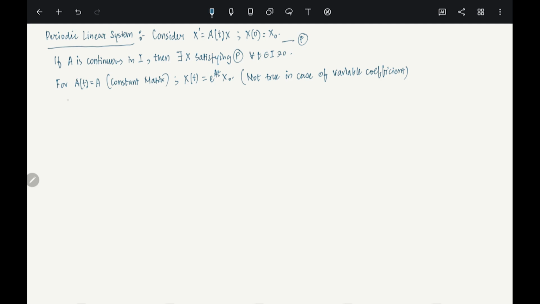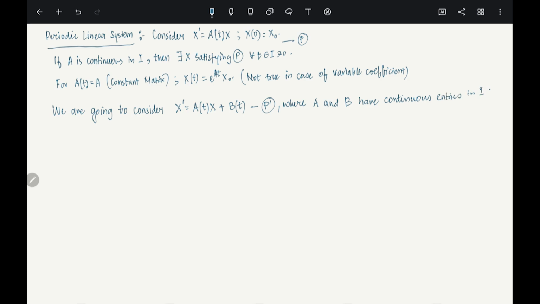For this video, we are going to consider a much more general problem: x prime equals A of t x plus b of t, where A is a variable coefficient n cross n matrix. Let's call this problem P prime, where we assume that A and b have continuous entries in some interval I. We know that there is a solution for all t in I.